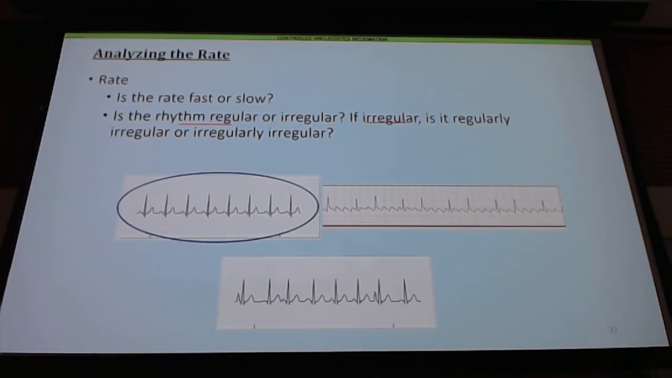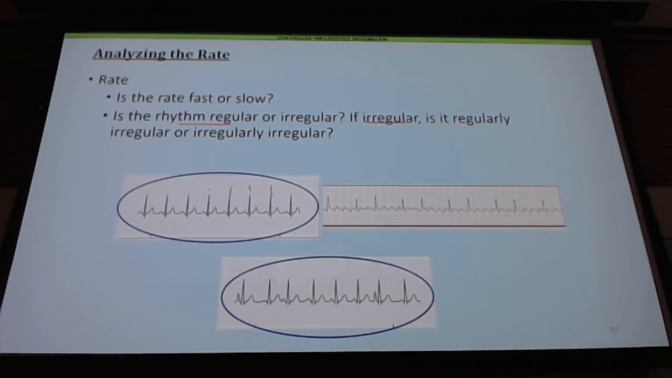So let's look at this one. Okay, so this interval here is the same as the interval to this R to R, which is the same as this interval to this R to R. So this would be a regular rhythm, right?